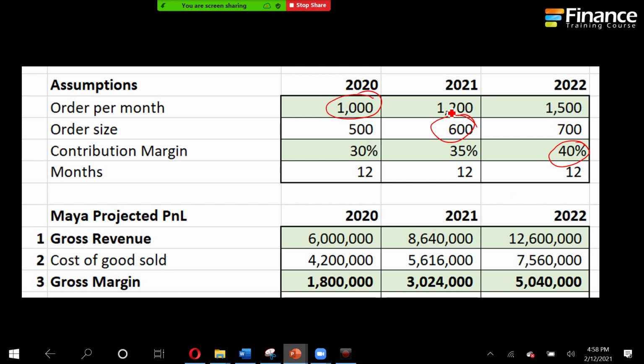We understand this. But what's the easiest way of growing orders per month? The easiest way of growing orders per month is to get repeat customers. Customers who've already bought from you.